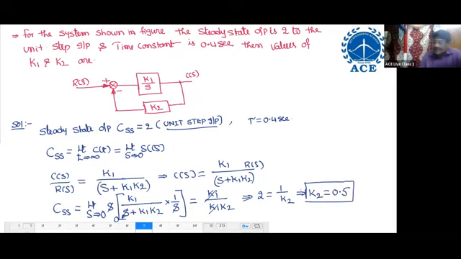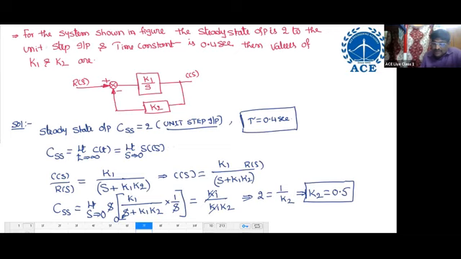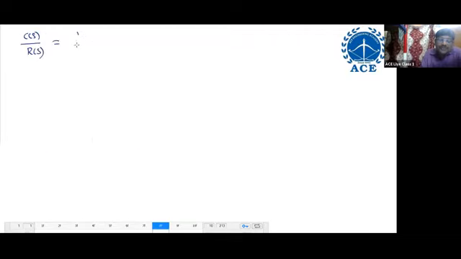That's all. Next, what is given? Time constant. Use the time constant to get the second factor. What is the pole location here? What is the transfer function you got? C(s) by R(s) equals K1 by (s plus K1 K2). Now locate the poles in the s plane. The pole location is minus K1 K2.